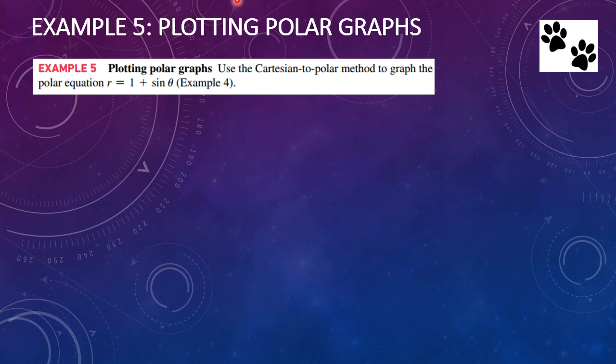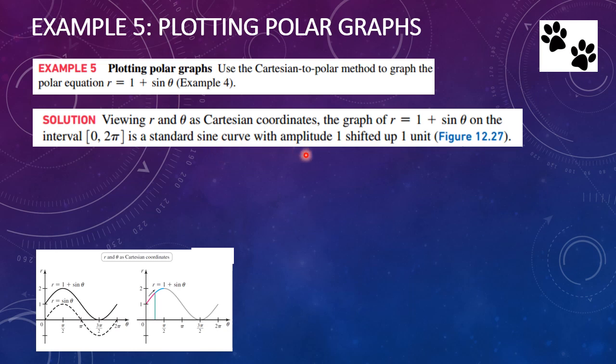Plotting polar graphs. Use the Cartesian to polar method to graph the polar equation r equals 1 plus sine theta from example 4. Remember, now we're going to first graph it as if r is equal to the y value and theta is the x value. Viewing r and theta as Cartesian coordinates, the graph of r equals 1 plus sine theta on the interval 0 to 2 pi is the standard sine curve with amplitude 1 that you see in the dashed line below. But this is shifted up by 1 because it's 1 plus sine theta, so we get this graph here that you see on the second graph to the right, r equals 1 plus sine theta.